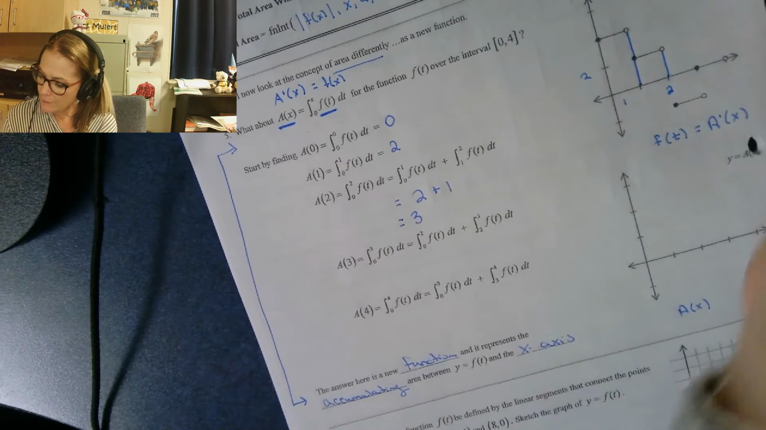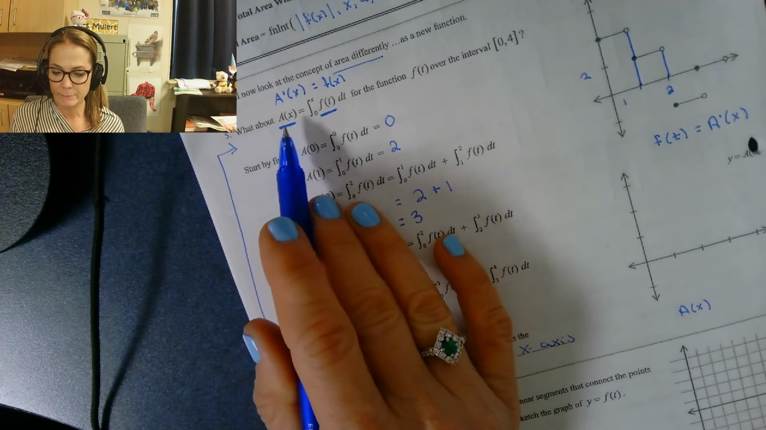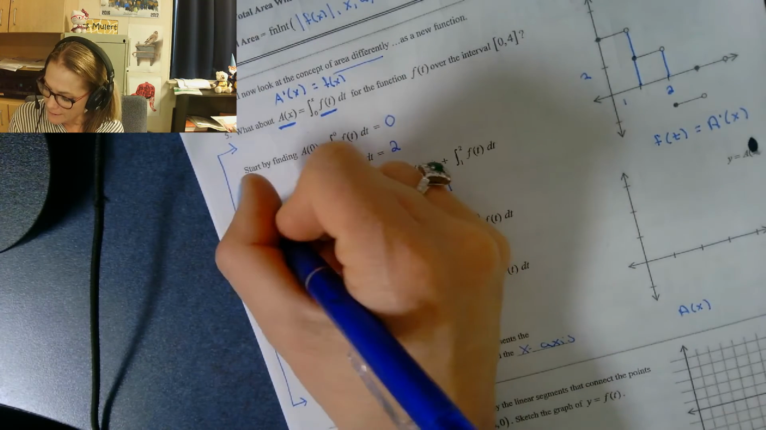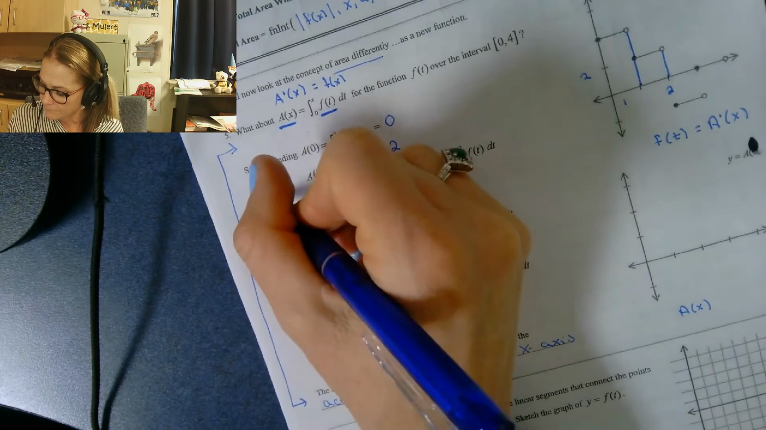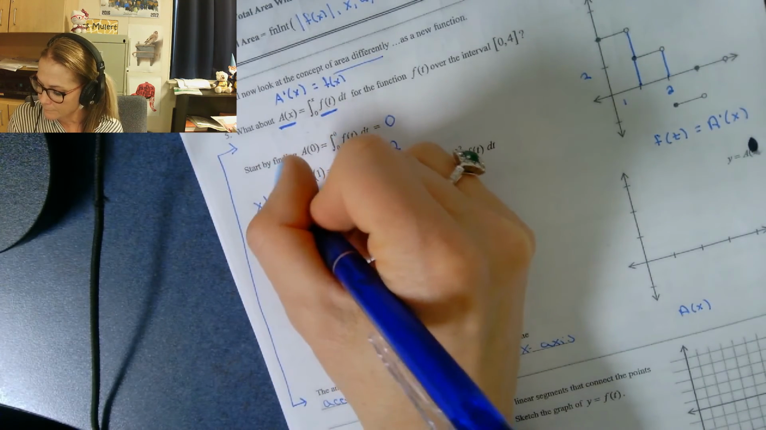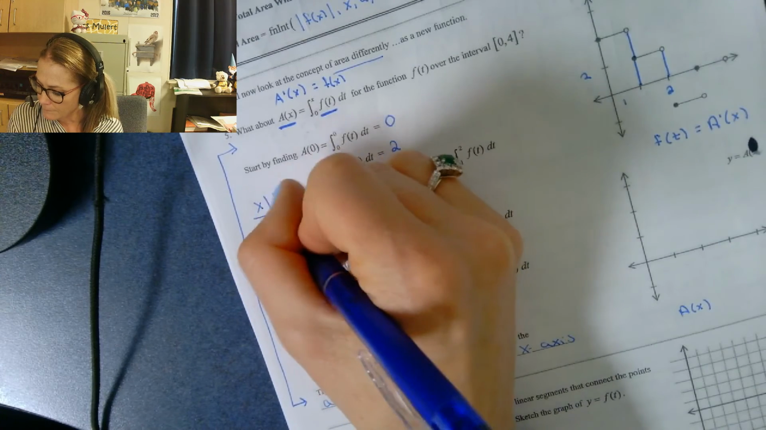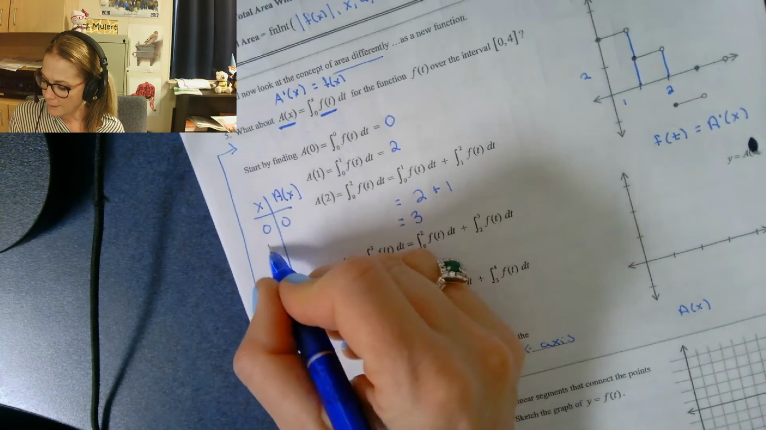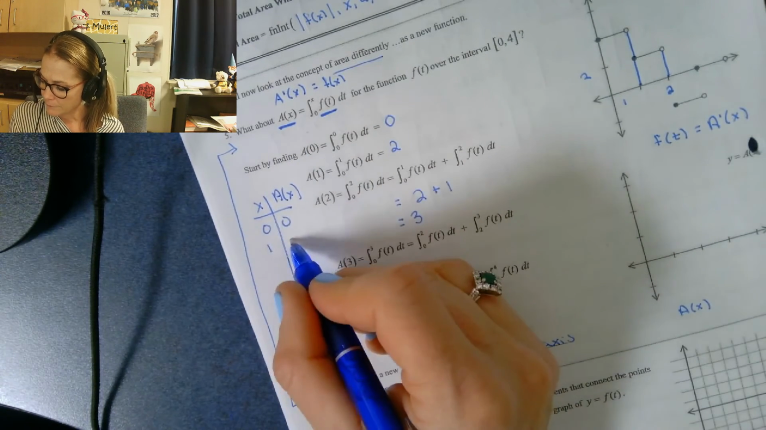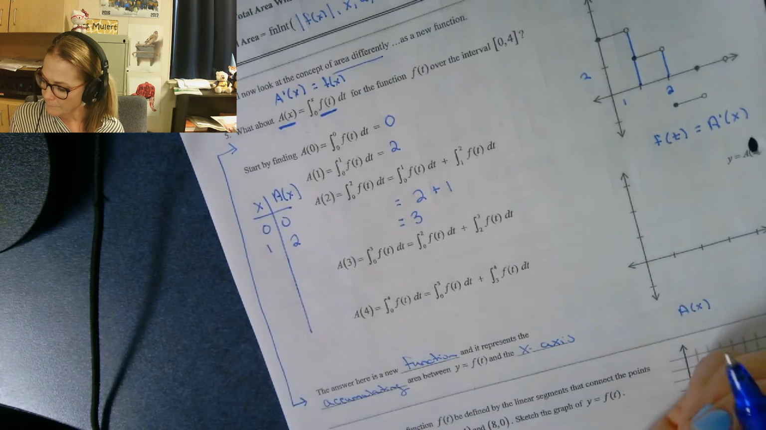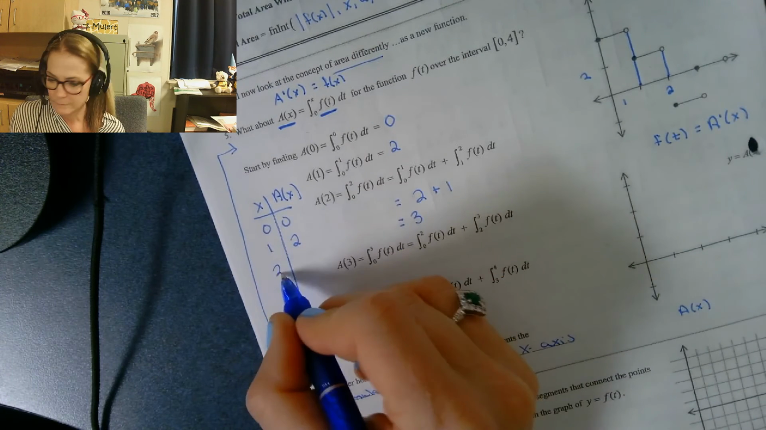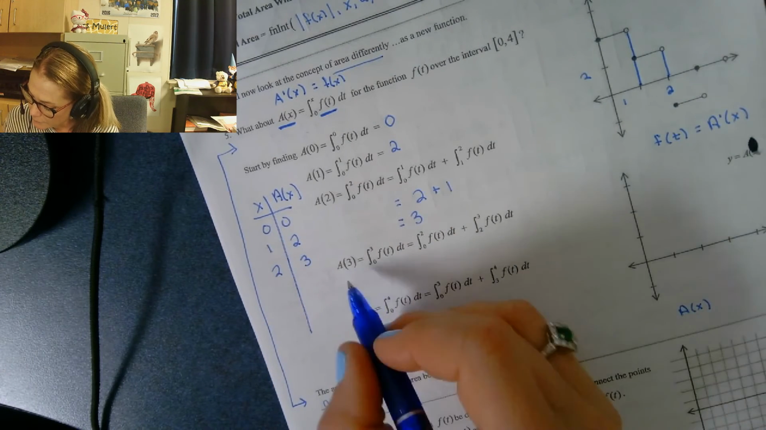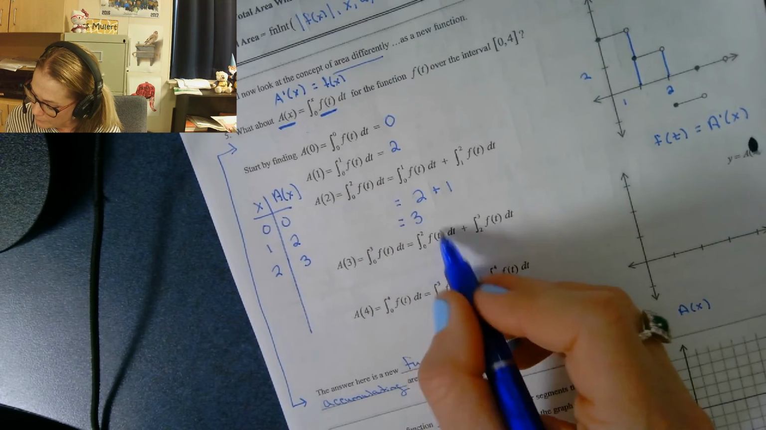And so notice I'm basically plotting points here for A of x. If I were doing a t-table, if I plug 0 in here, I get 0. When I plugged 1 in, I got 2. When I plugged 2 in, I got 3. And so the next one, A of 3, would be what we got here.